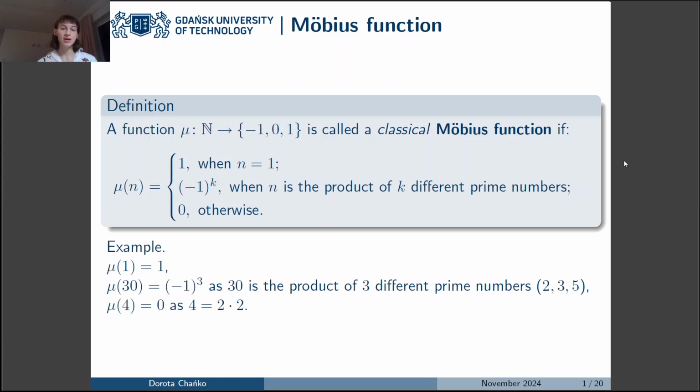So a function mi from the set of natural numbers to the set of -1, 0, and 1 is called the classical Mobius function if mi of 1 is 1, mi of n, when n is the product of k different prime numbers, is -1 to the power of k, and when n is the product of prime numbers that are taken to powers greater than 1, then it's 0. For example, mi of 30 is -1 to the power of 3, as 30 is the product of three different prime numbers, 3, 2, and 5, and mi of 4 is 0, as 4 is just 2 squared.